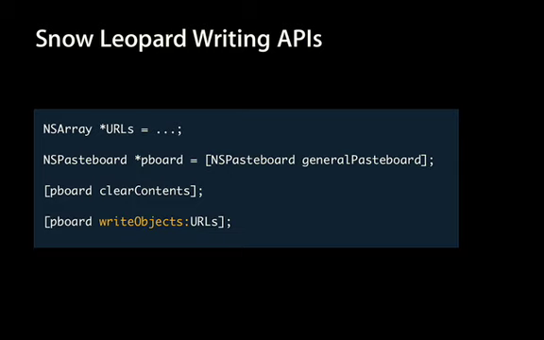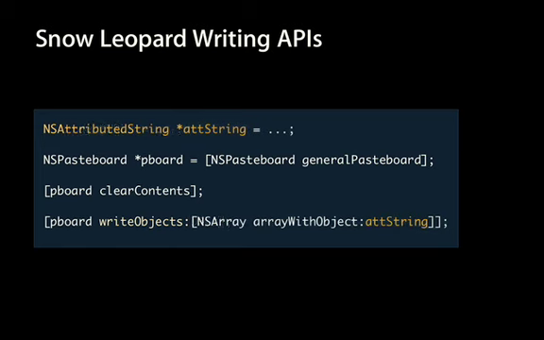Now, I mentioned other Cocoa classes implement this as well. So we can write URLs to the pasteboard, but we can do the same with attributed strings for rich text data. Here we're just putting one item on, so we're throwing it into an array before we write the objects. NSImage, NSColor, NSString, and NSSound. So for all of the common Cocoa classes that you're typically putting on the pasteboard, reading off the pasteboard, writing is very straightforward.